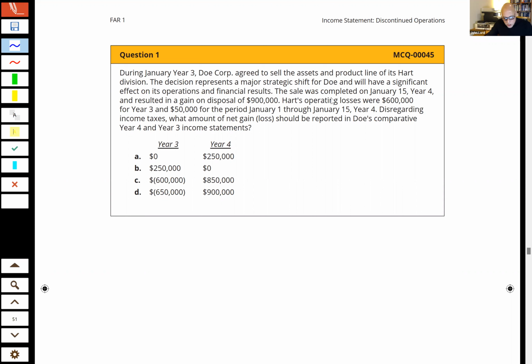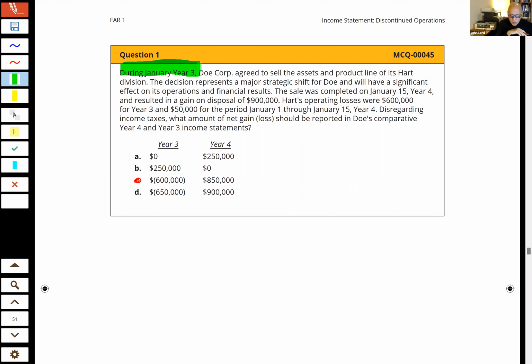So I'm going to stop sharing and I'm going to go through this question. And they tell us the answer here is C, okay? But they tell us that during year 3, okay? And notice, guys, they don't say, oh, okay, during January. It doesn't matter when in year 3. It could have been December of year 3.